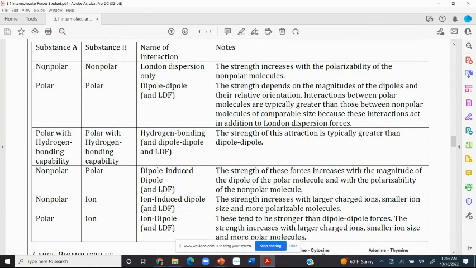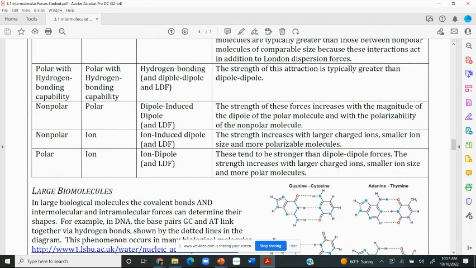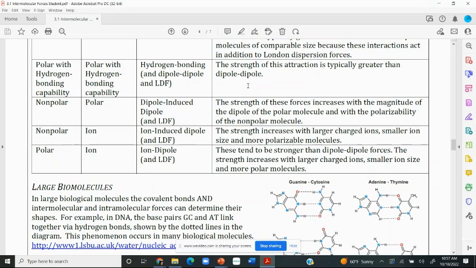So here, if we have a nonpolar substance and a nonpolar substance, we're going to have London dispersion forces. That is all that we're going to have. If we have a polar substance, we're going to have dipole-dipole and LDF. The strength will depend on the magnitude and the relative orientations of those molecules. Polar with hydrogen bonding is also going to have dipole-dipole and LDF, and the strength is typically greater than the dipole-dipole.